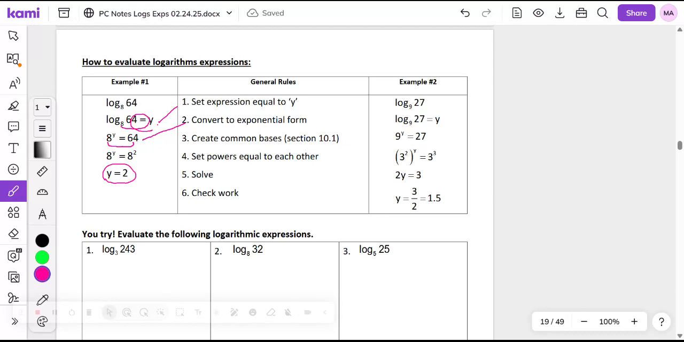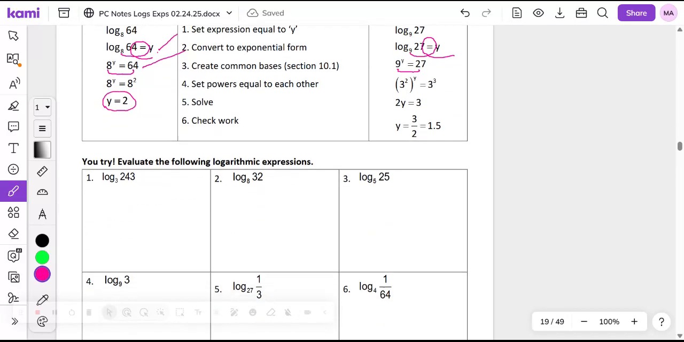I have another example over here. Same idea: we set it equal to y, and then we do that conversion to exponential form. That's what we do when we have a single log on one side. So we have 9 to the y equals 27. Of course, 9 and 27 are both powers of 3, so we set them so that their bases are 3. Then we set their exponents equal to each other and solve.